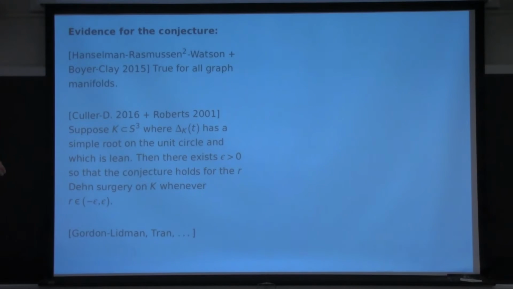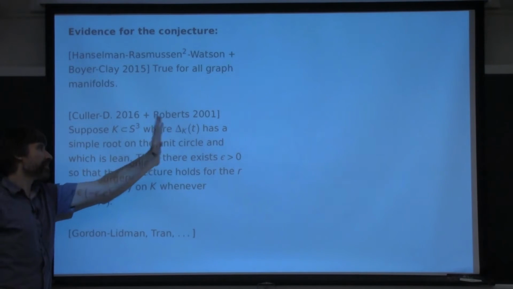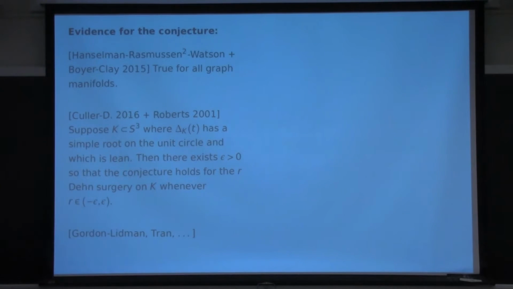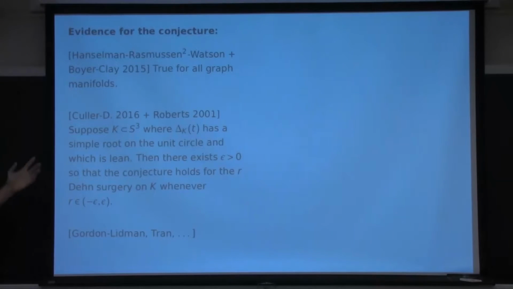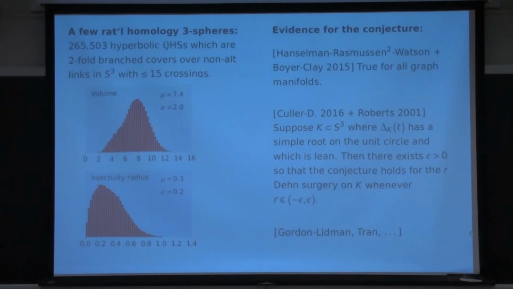I'm dispirited enough now that I'm trying to prove the conjecture. If you have a knot in S^3 and there's some condition on its Alexander polynomial, that it has a simple root on the unit circle, some technical condition, anyway, something that happens a lot, then if you look at sufficiently large Dehn surgeries, things that are close to the longitude, the conjecture holds for them. This combines my results with Marc Culler with work of Roberts. And there's lots of other work involving branched covers, some of which I alluded to, and so on. So it's actually known to be true a surprising portion of the time.